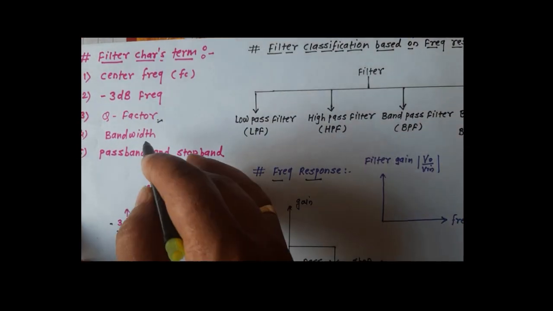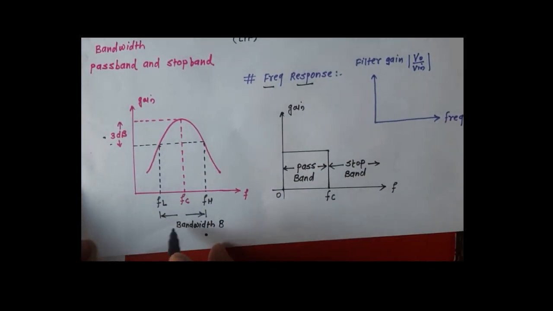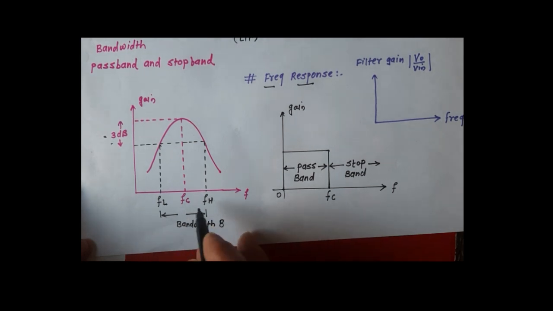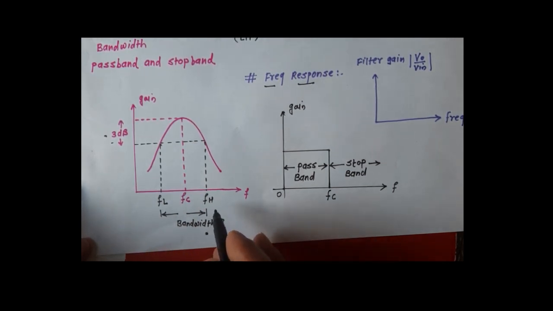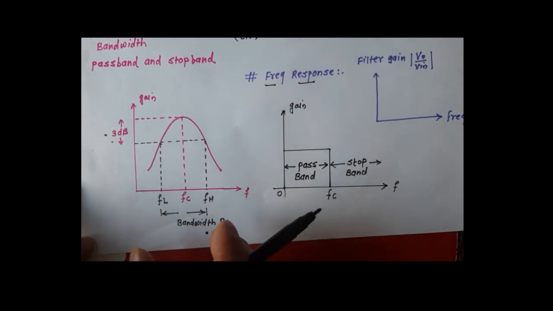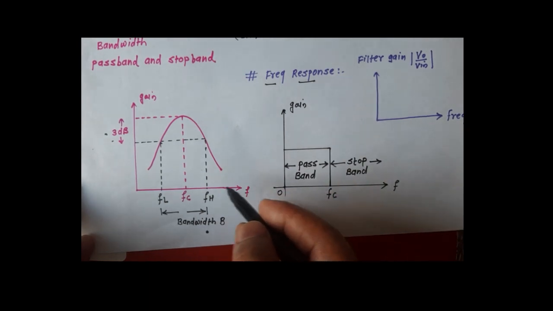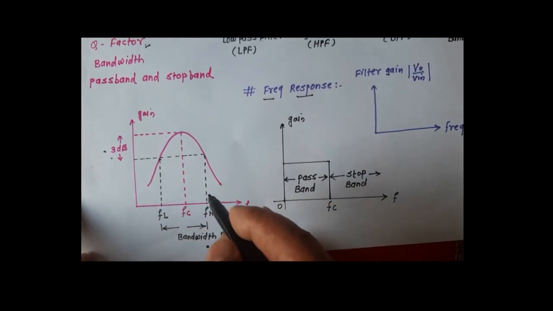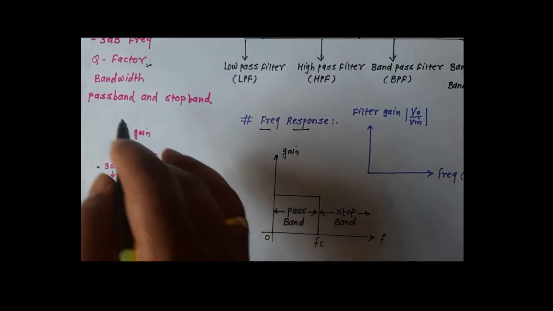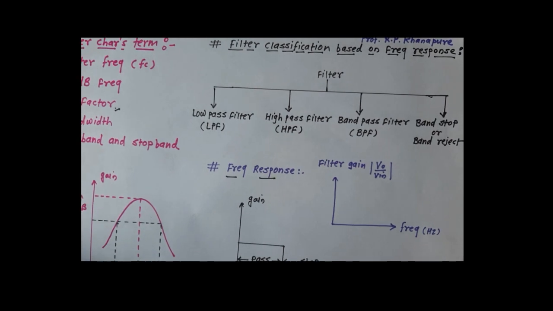So next is bandwidth. As you know, bandwidth is the difference between the two cutoff frequencies, the higher frequency and lower frequency. The difference between the two cutoff frequencies FH and FL is called the bandwidth. That is, bandwidth is equal to FH minus FL, higher frequency minus lower frequency. Next is pass band and stop band.